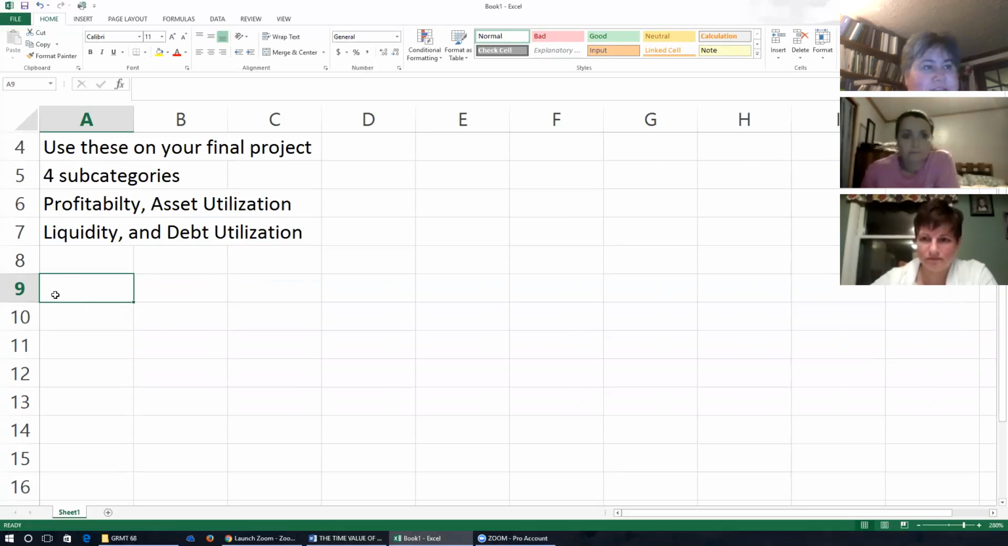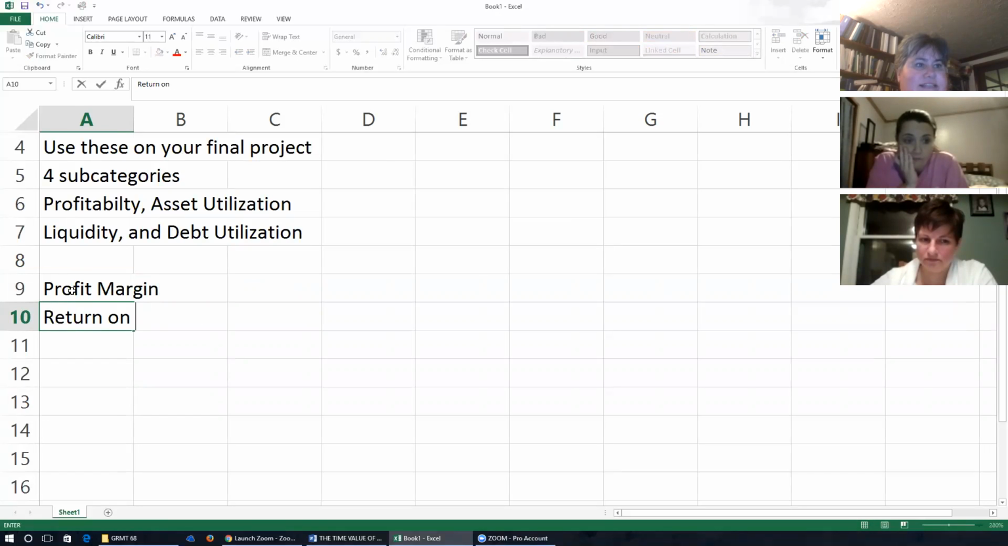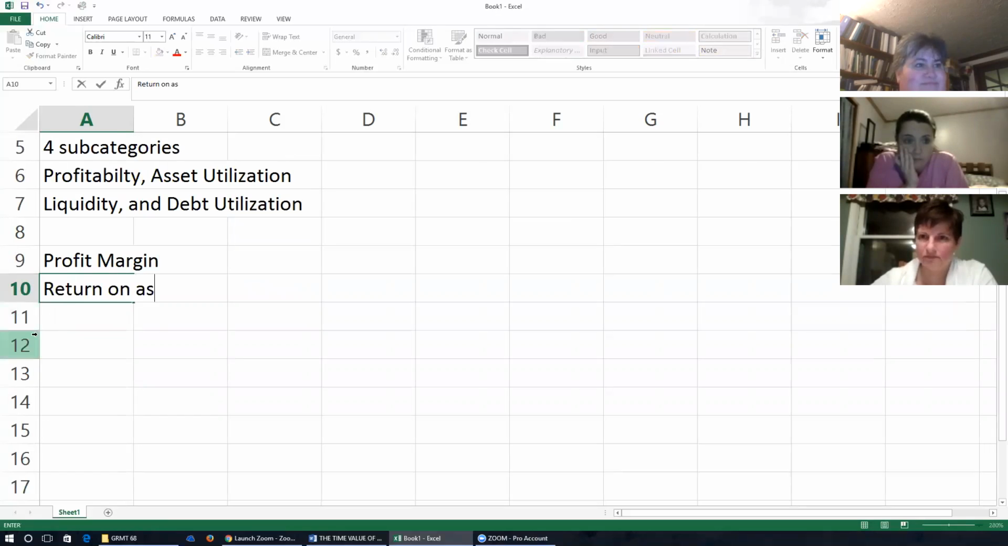There's 3 that fit in the profitability, and those are profit margin, again, dealing with profit, return on assets, and return on equity. I managed to type over that one.